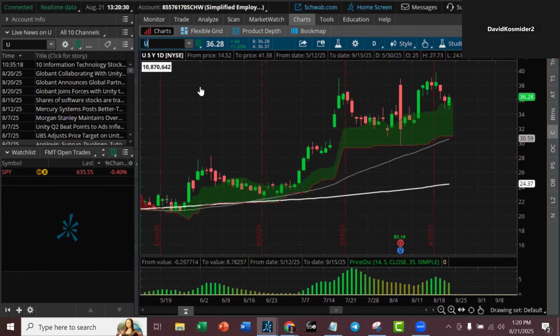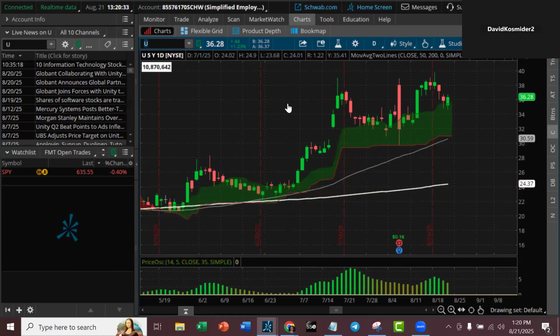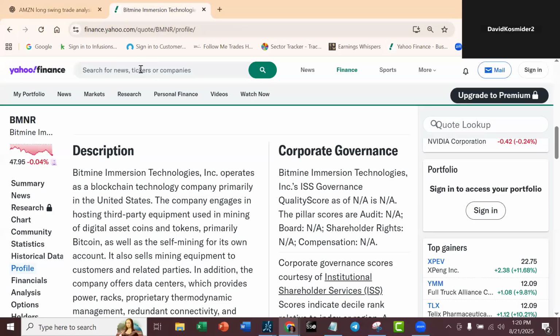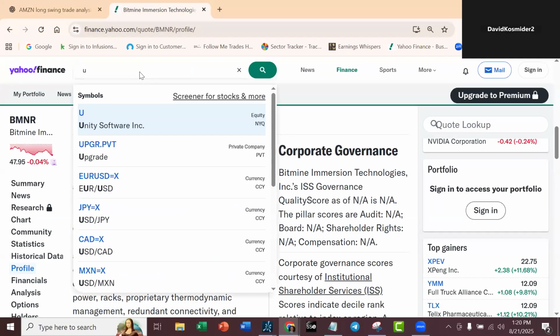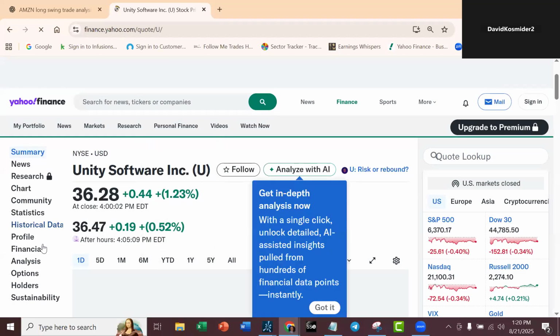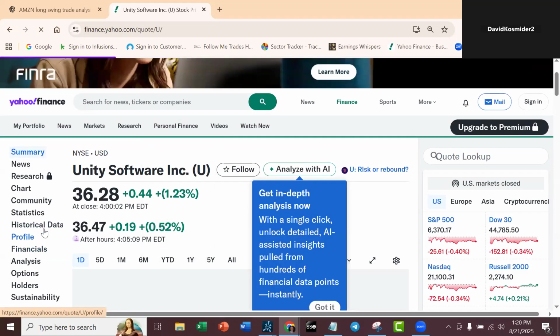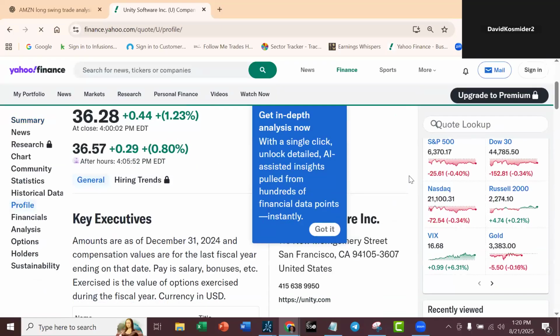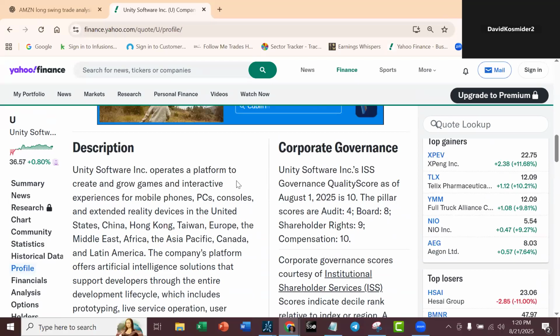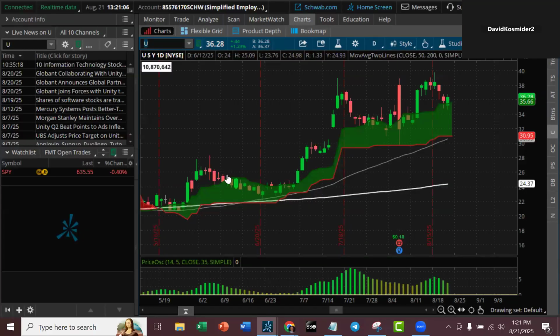I know I've looked at it before, but I can't for the life of me remember what it is, but we have our lookup friend here. So, Unity software. Well, I think Unity software is probably involved in software. What do you think? Unity software, a platform to create and grow games and interactive experiences for mobile phones. Okay, software, games, got it.